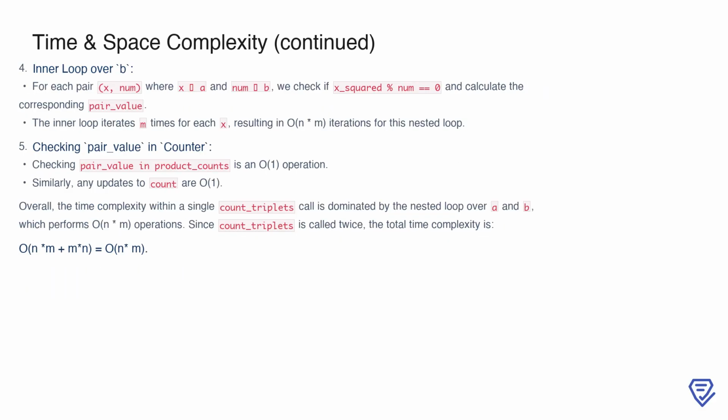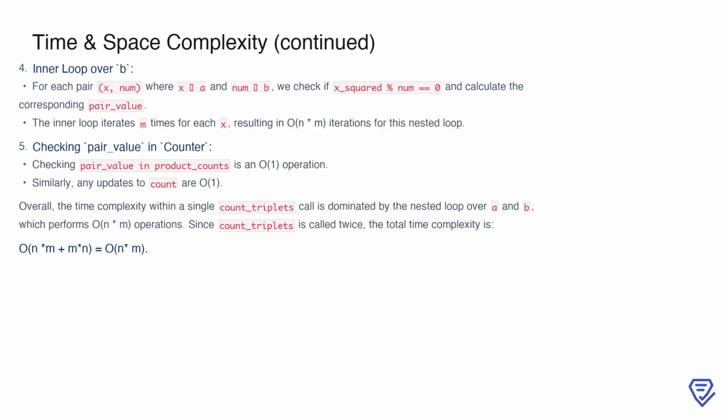Now, let's focus on the inner loop. For each element x in the array A, we iterate through all m elements in the array B. For every pair x, number, we check if x_squared is divisible by number and, if so, compute the corresponding pair_value. This results in m iterations for each of the n elements in A, giving us a total of n*m iterations for the nested loop.